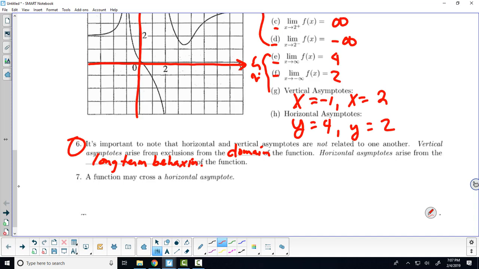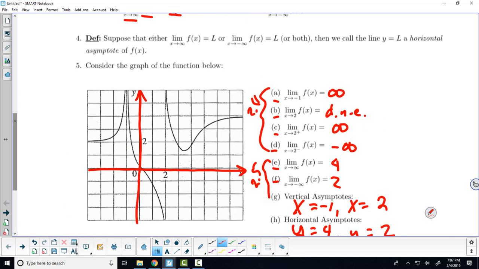Okay. So here's a statement in response to Karina's question: a function may cross a horizontal asymptote. Did this function right here ever cross the horizontal asymptote at y equals 4? Yeah, it did right here and it did right here. Well, okay, but further away. Can it cross it further away?